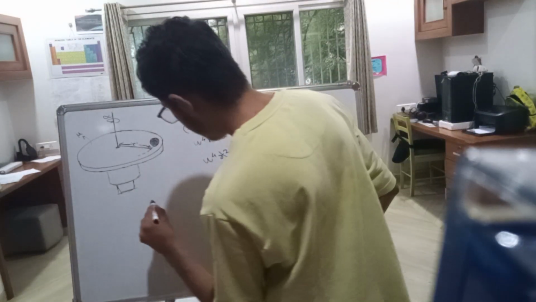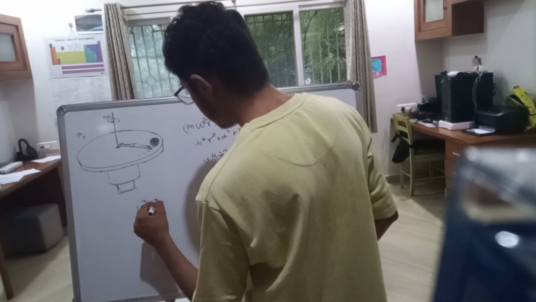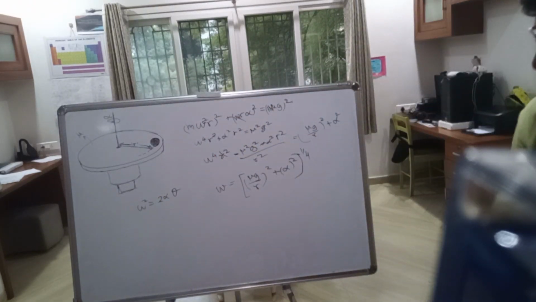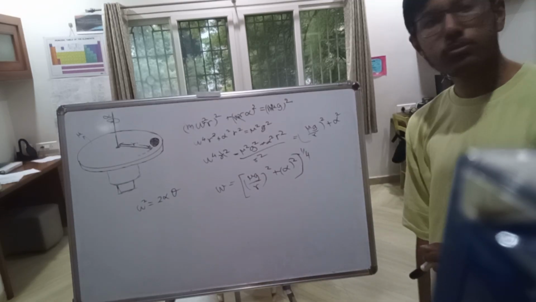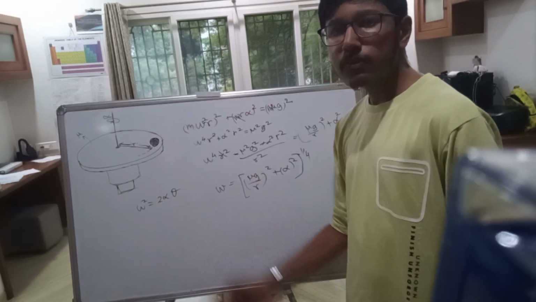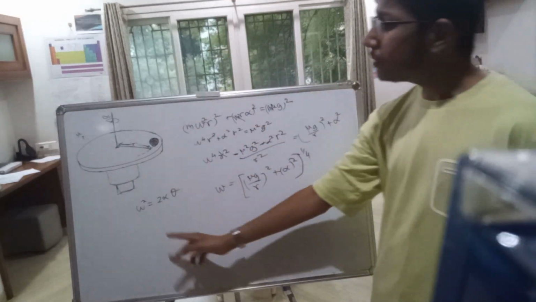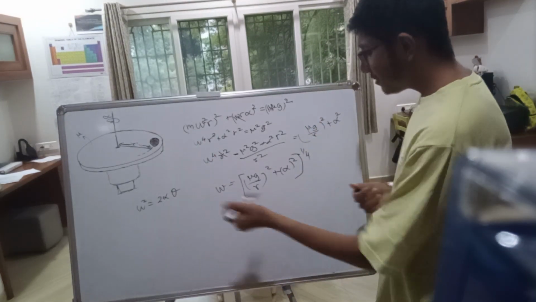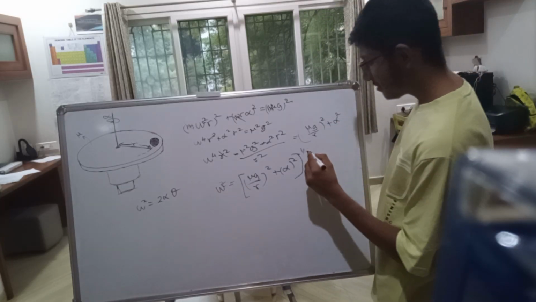So, can we tell that omega square is equal to 2 alpha into theta? Can we tell? Yes, we can tell. Why not? Why omega square, sir? V square is equal to u square plus 2as, you know that formula, but you don't know omega square is equal to 2 alpha theta. Wow. But now square it.